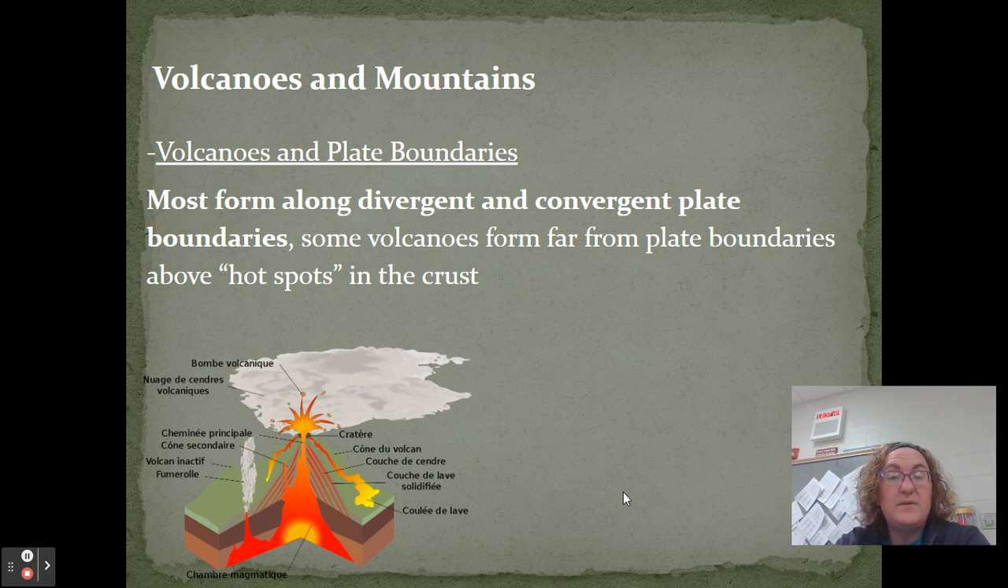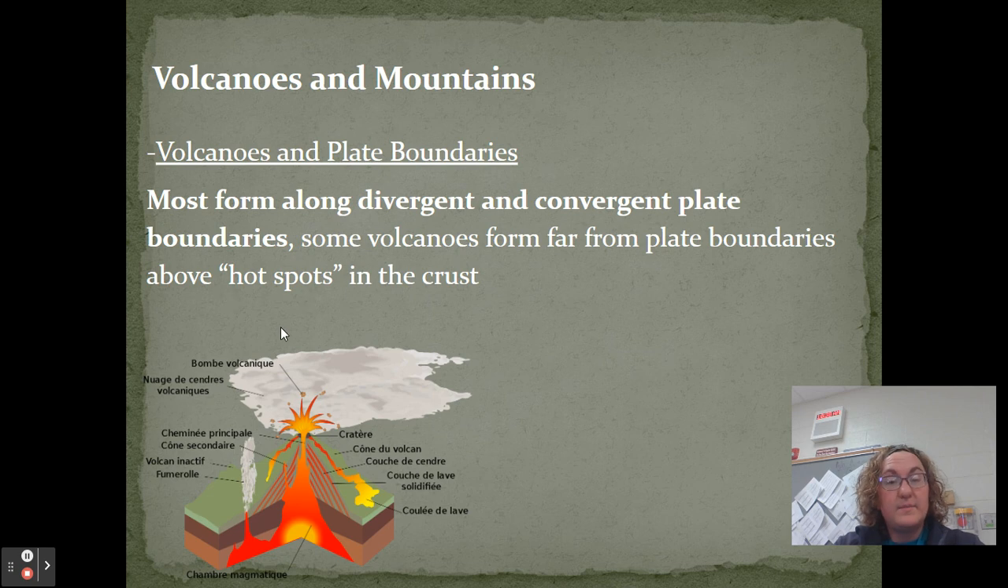So, volcanoes and plate boundaries. Most of our volcanoes are formed at convergent boundaries or divergent boundaries. Divergent boundaries, you're going to see a little bit of it, but you're going to see more of it at the convergent boundaries. Okay. And what happens is that all the materials created from the melted plate crust rise back up and create all the materials needed to make volcanoes.